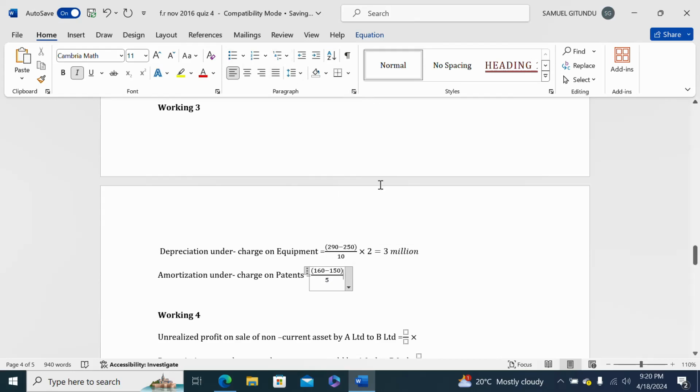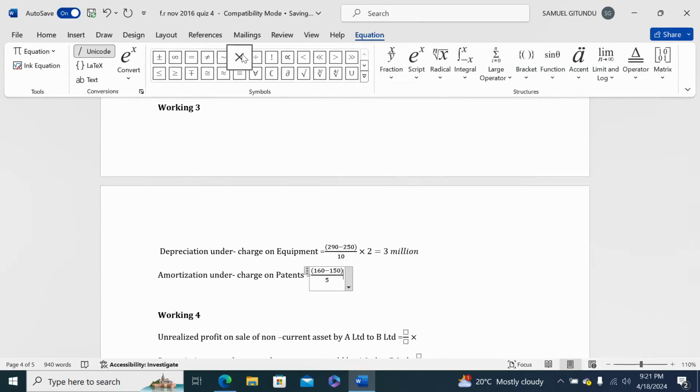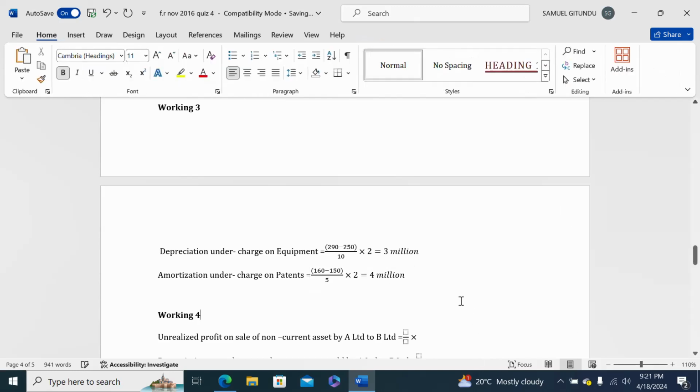Then we also multiply by 2 years to get the amortization under charge of 2 years, because we are consolidating in 2016 and this subsidiary was acquired in 2014, which now we are getting 4 million.